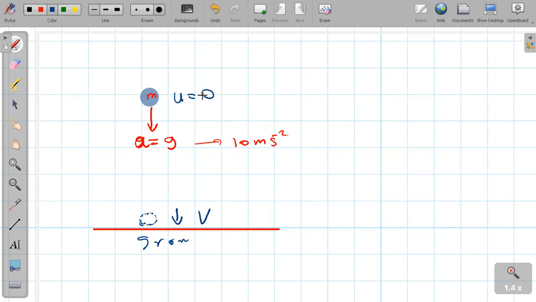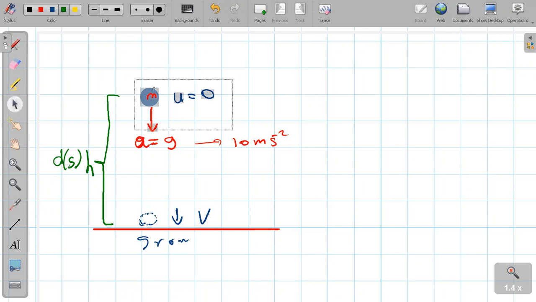Now it's trying to become a zero to hero. The displacement, or S, is nothing other than the height h. Can you understand this whole setup? Did you understand this whole setup? Guys, tell me.